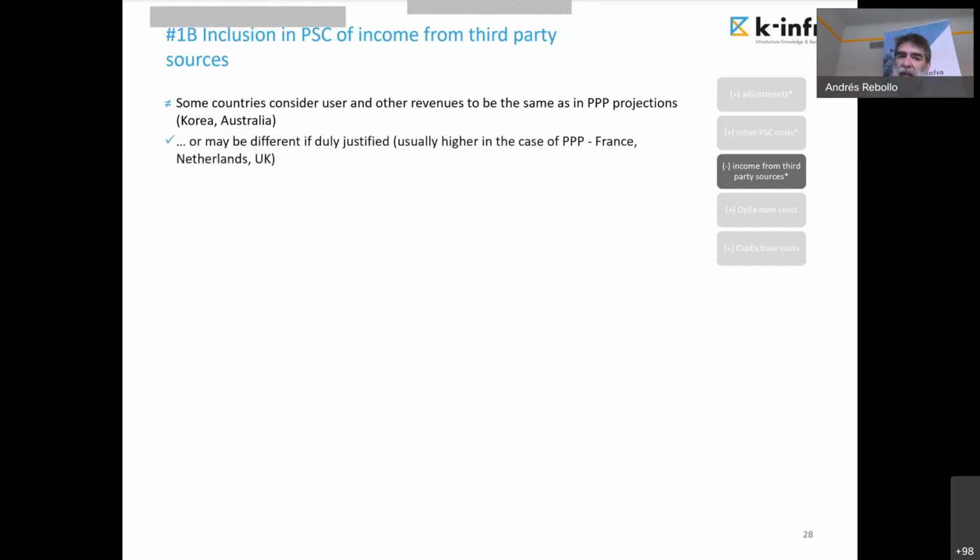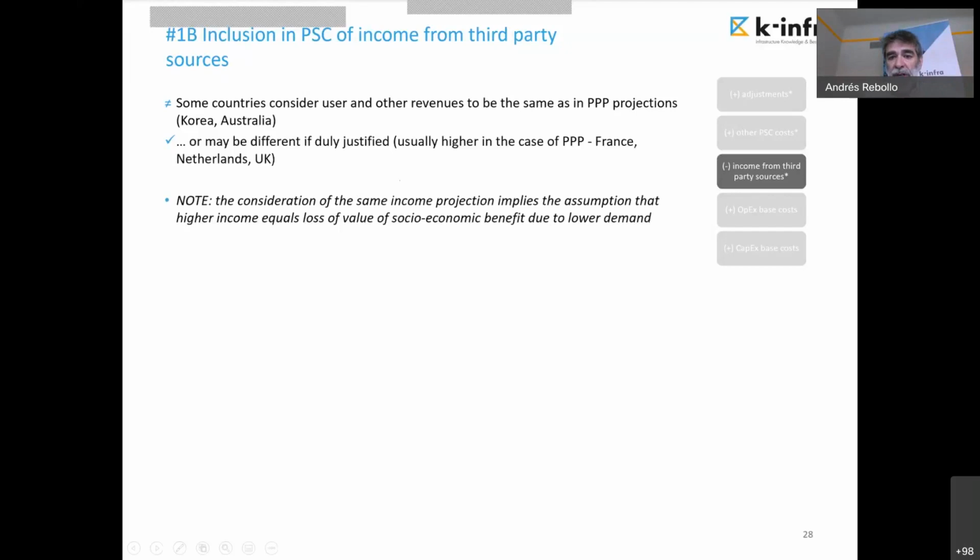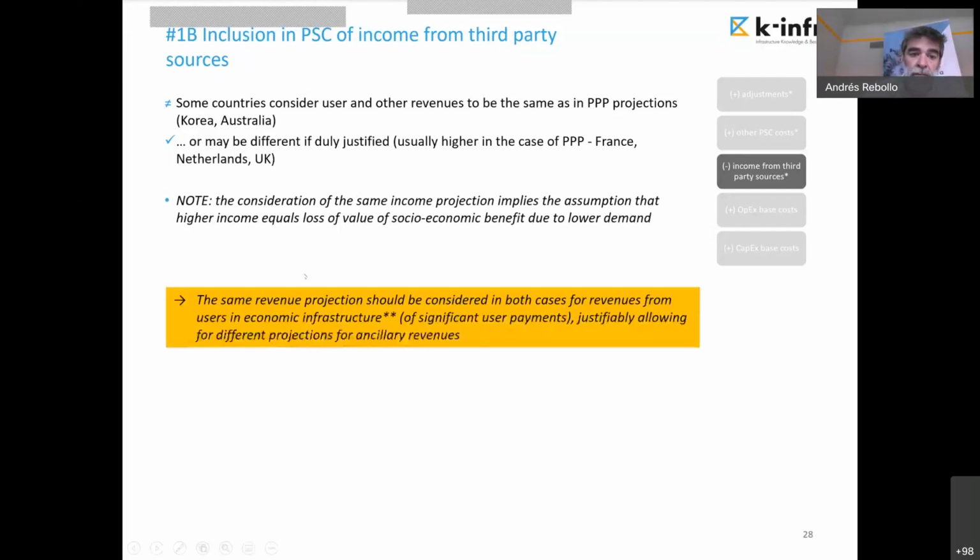Okay, but they can be different if duly justified, according not only to the CP3P, but also in France, Netherlands, or UK. The consideration of the same income projection of revenues coming from users implies the assumption that a higher income equals the loss of value of the socioeconomic benefit, which makes sense to me. Okay. Same revenue projection should be considered in both cases for revenues from users in economic infrastructure. This is my consideration. Okay, is deviating from the CP3P.